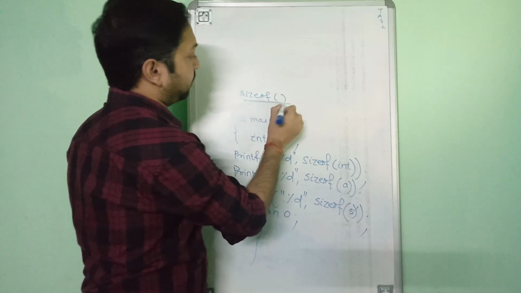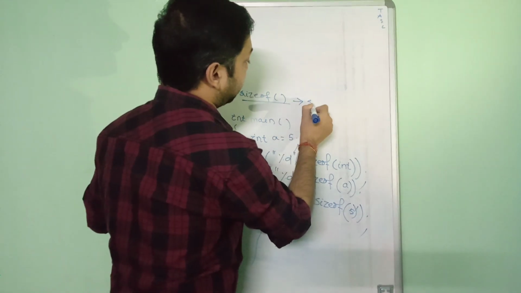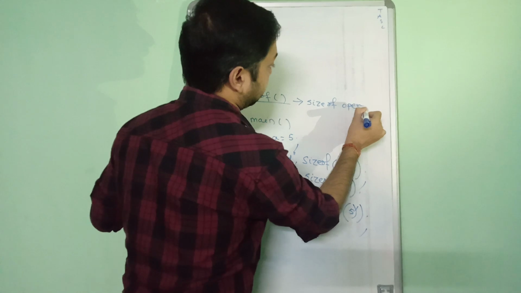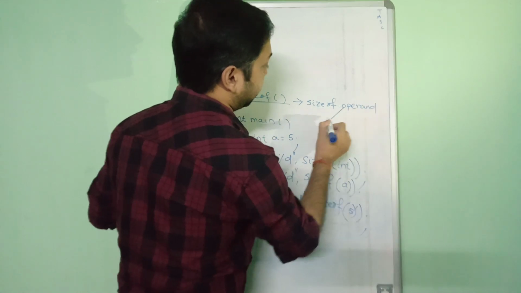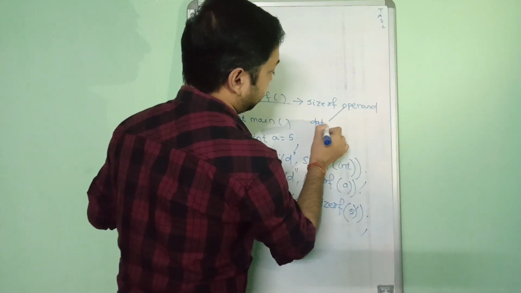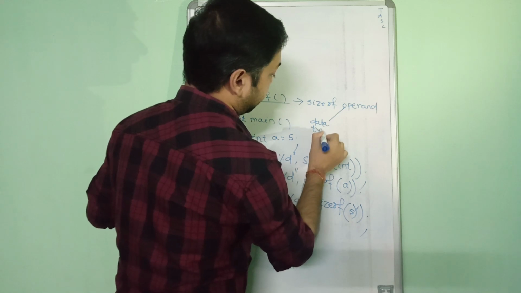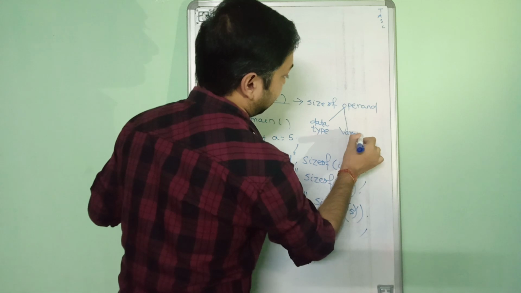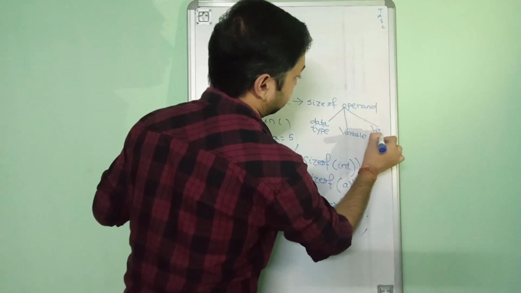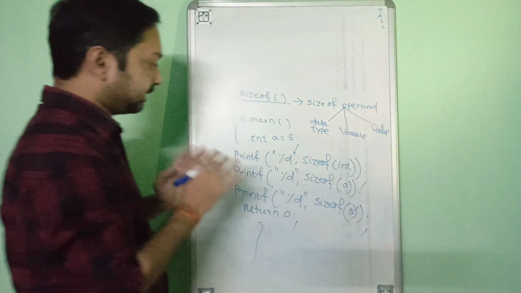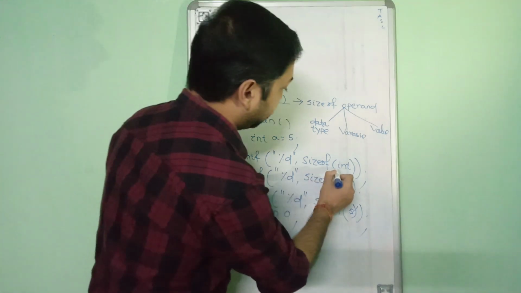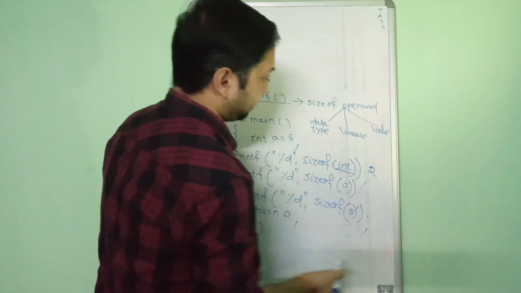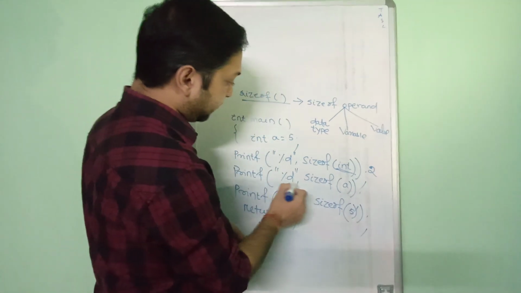It's a single word. So what does it try to find? It tries to find the size of the operand, and the operand may be a data type, a variable, or a value. So in this example, first one is sizeof int. Int is nothing but a data type, and it takes 2 bytes. Right? Similarly sizeof a.